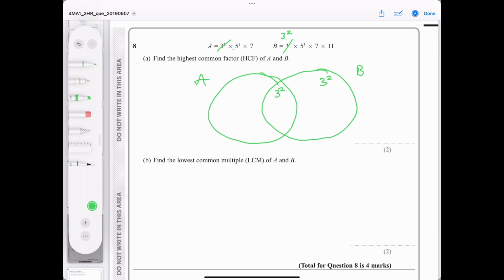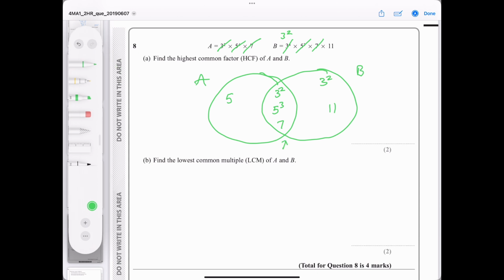5 over 4, we're going to leave 1 5 over here, and we're going to put 5 to the power 3 in the middle. I'm going to cross that out. That's good, we've got rid of that. 7 just goes in the middle, and we get rid of that. And then 11 will go on this side. There we go. So that's everything. Now the highest common factor is in the intersection. So I really want to use a different colour, but it doesn't appear to let me. So it's this bit here.